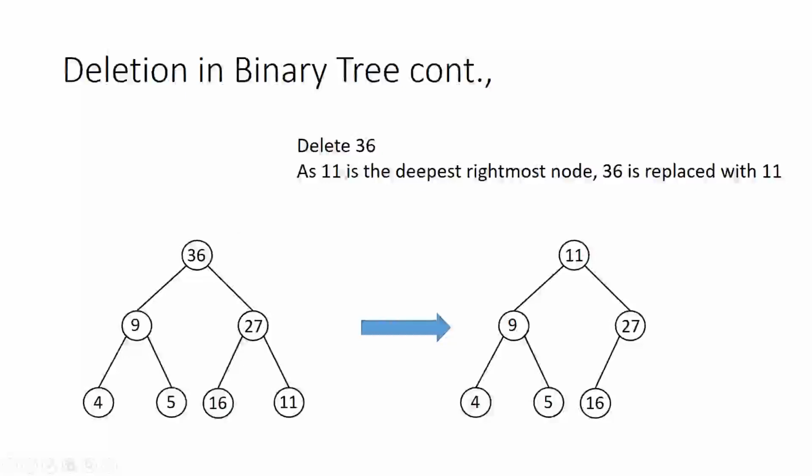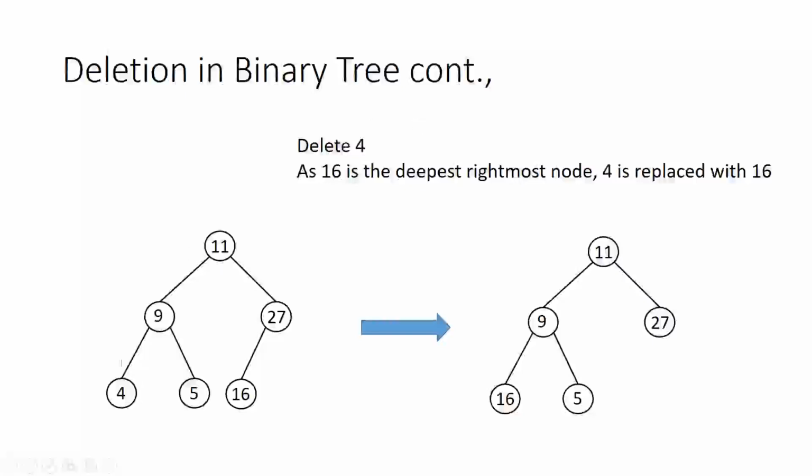So if you want to delete 36, normally the procedure is that the last node in the tree will be replacing the node we are deleting. So if I want to delete 36, what will happen? 11 will be replacing 36. So this is how the tree will look after deletion.